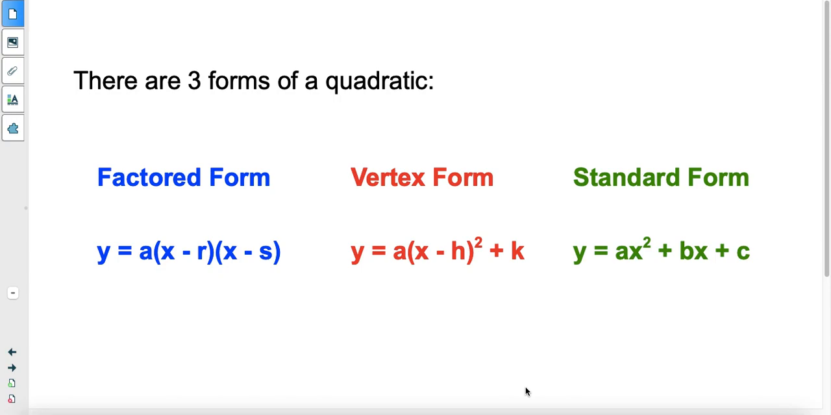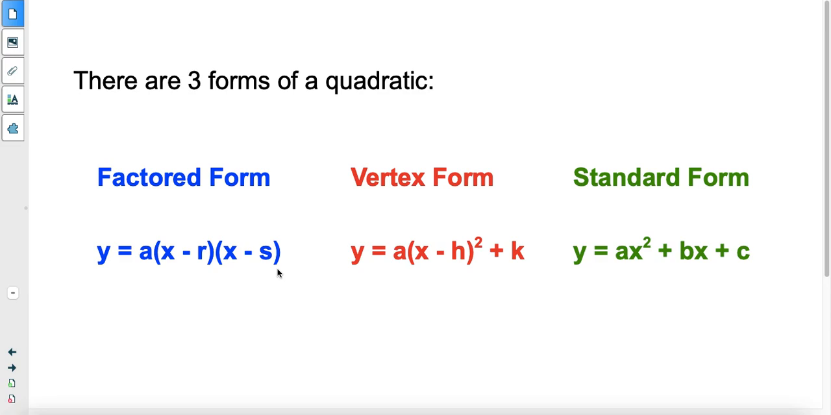Hi everyone. In this video, we're going to go over how to find the equation of a parabola in factored and vertex form. First, let's go over what the factored and vertex form mean. So, the factored form can be written in the form y is equal to a times x minus r times x minus s.